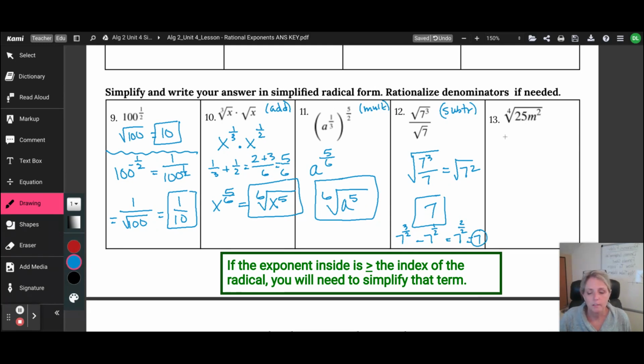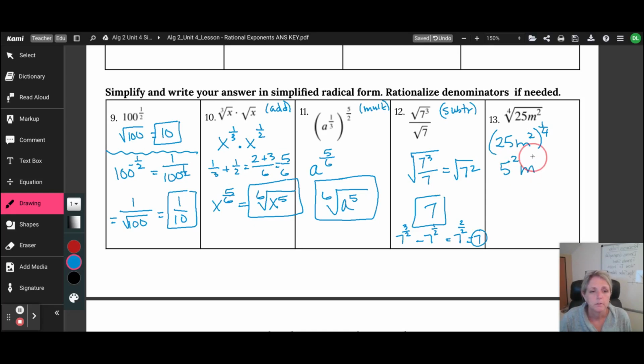For number 13, we're going to look at 25m squared, and we're going to raise both of those to the 1/4 power. I know 25 is the same as 5 squared. So I can say 5 squared times m squared to the 1/4 power, and now I can multiply my exponents. So 5 squared to the 1/4 is going to be 5 to the 1/2. And then m squared to the 1/4 is going to be m to the 1/2.